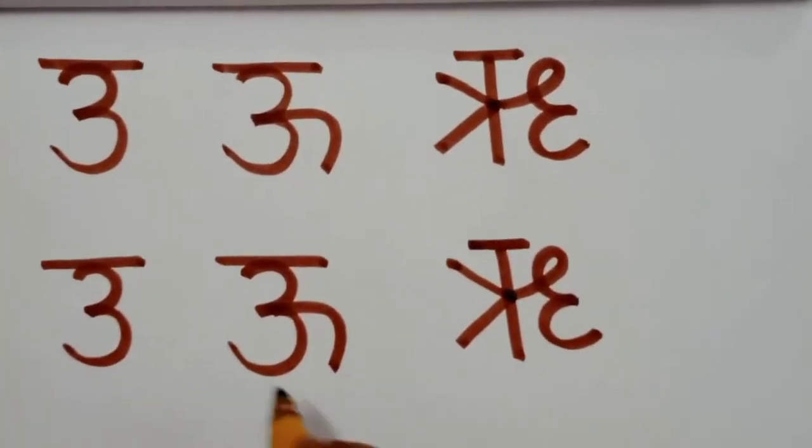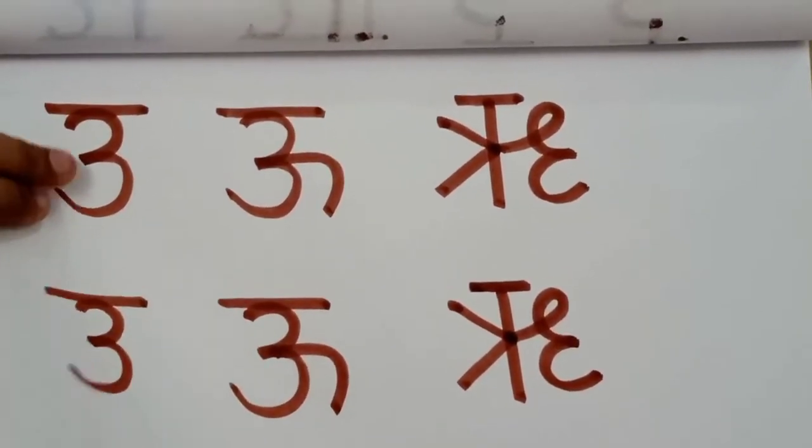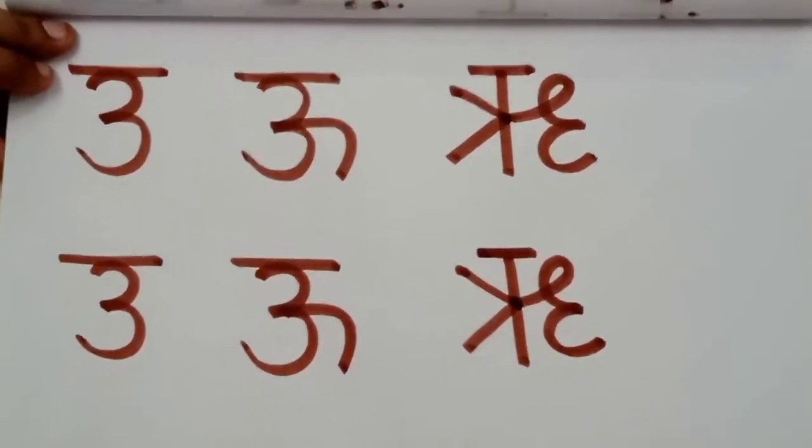U say Ullu. U say oon. And then Ri say Rishi.